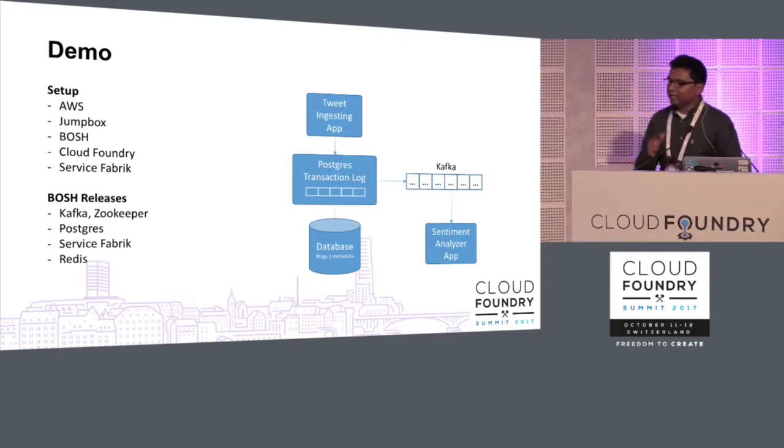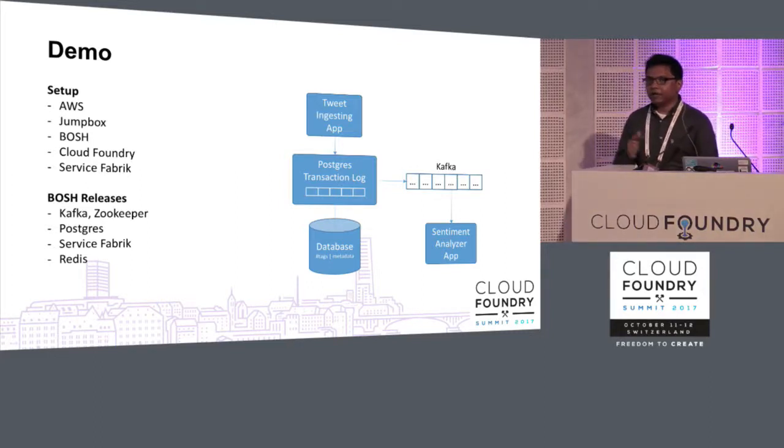My setup looks like this: I have an account on AWS, where I will be logging into the jump box, and then we need, of course, the BOSH director, which will spin the cluster for us. We of course need Cloud Foundry, wherein our application will be running, and of course we need Service Fabric. The BOSH releases that we've used in this demo are Kafka, Zookeeper, and Postgres. Service Fabric itself is a BOSH release, and Redis.